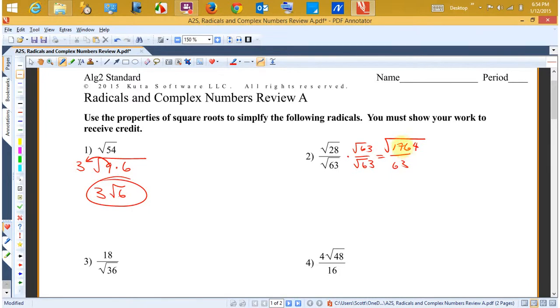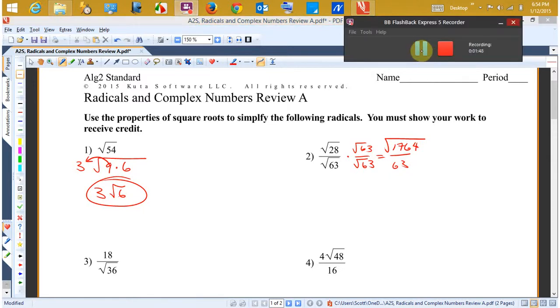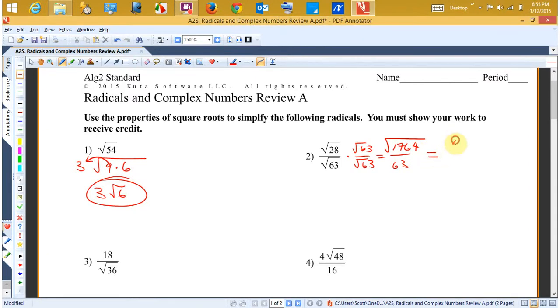And then I would need to take out any perfect squares from 1,764. If you do a factor tree on this, you'd find out that 1,764 is a perfect square in itself. It's the perfect square of 42. So I would get 42 all over 63. Now that's a fraction, and I have to reduce it. Let's divide by 3. If I divide 42 by 3, I get 14, and if I divide 63 by 3, I get 21. Now I can reduce again by 7. If I divide 7 into 14, I get 2, and if I divide 7 into 21, I get 3. So we finally have the right answer.